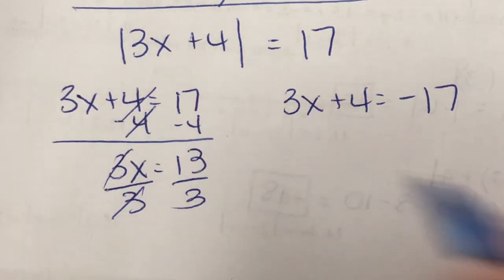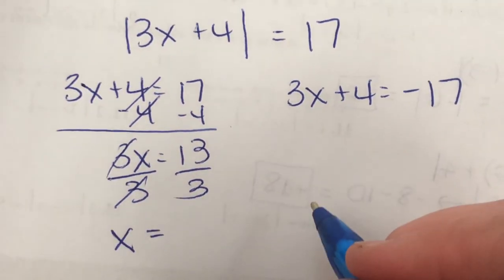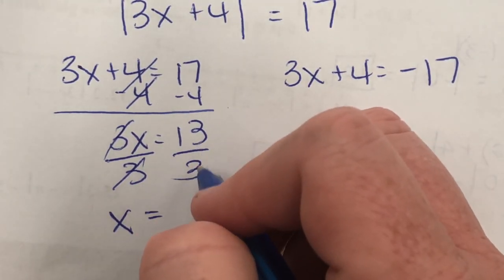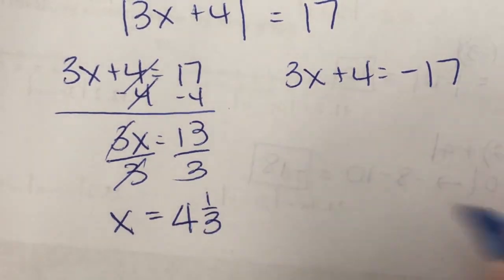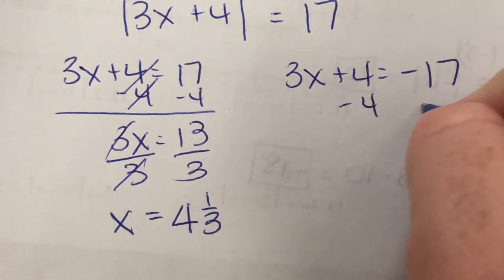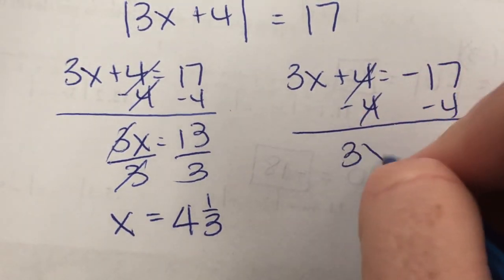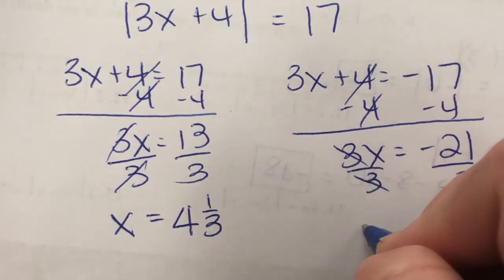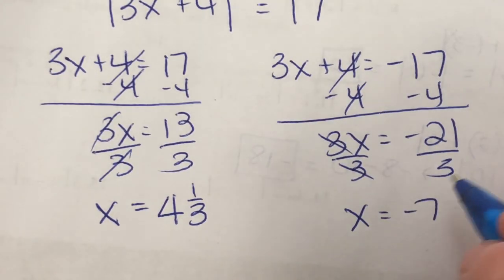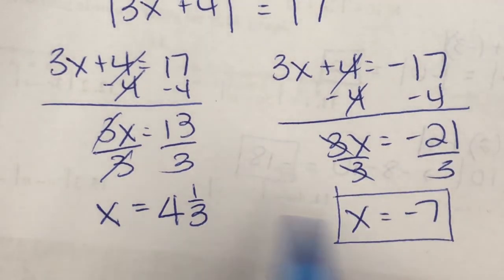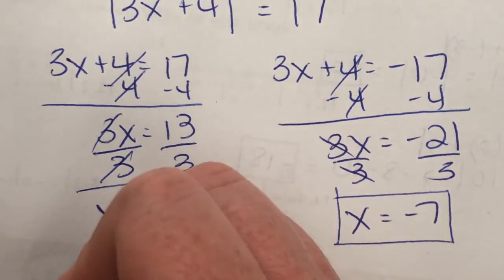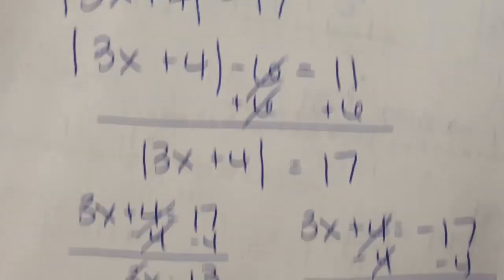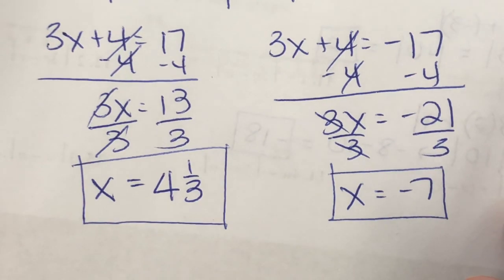So here I would just say that x equals 13 over 3, or I could say that it is 4 1/3. And then over here, minus 4 minus 4, 3x equals negative 21, divided by 3, x equals negative 7. So here I would have two answers. Either one of these answers would make my original equation up here correct: 4 1/3 or negative 7.